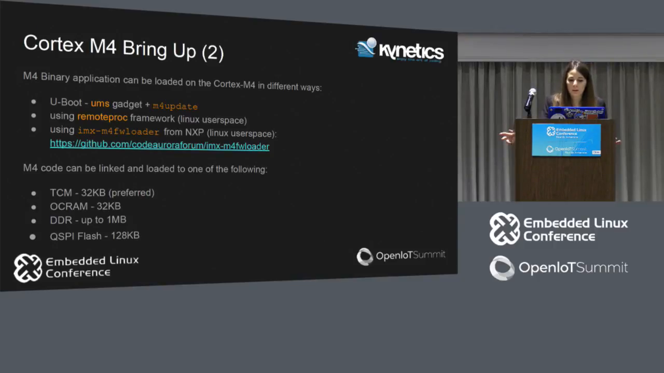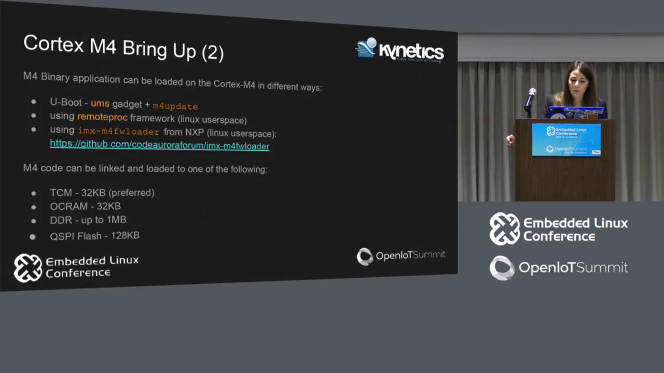The second step is to actually deploy the application on the Cortex-M4. You have a couple of choices. I usually prefer to do it from U-Boot. So I use the U-Boot mass storage gadget to mount the eMMC on my PC, and I just drag and drop my binary. And then I use the m4 update U-Boot command to actually deploy the application on the Cortex-M4.